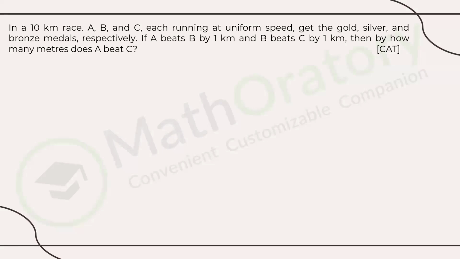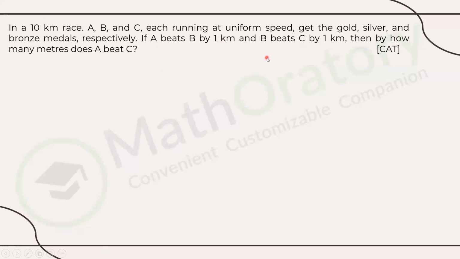It's a very simple problem, but there is a very nasty trap in it. So let's look into the problem first. We have a 10-kilometer race. A, B, C are running at uniform speed. Get gold, silver, bronze, whatever, that is not from the perspective of the question. You'll understand. A beats B by 1 kilometer. B beats C by 1 kilometer.